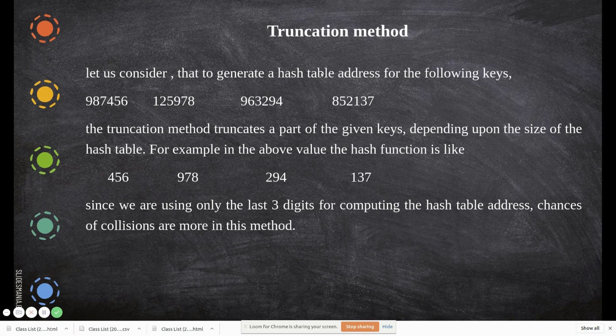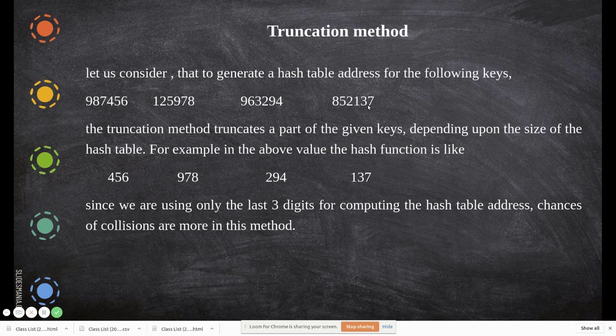So what is that? Truncate part of the given keys. For example, if you see this 456, only the last 3 digits. Using the last 3 digits, we are able to fill up. As I said, only 100 employees we are going to store in 100 spaces. Let us say 1000. Since it is 456, I am going for 1000, because with three digits you can access up to 1000 employees.